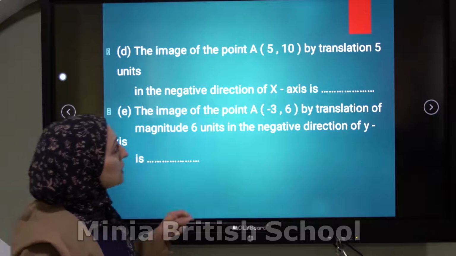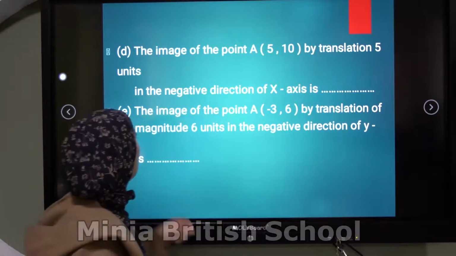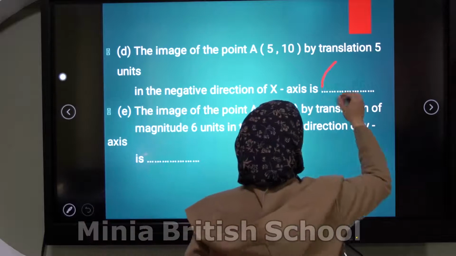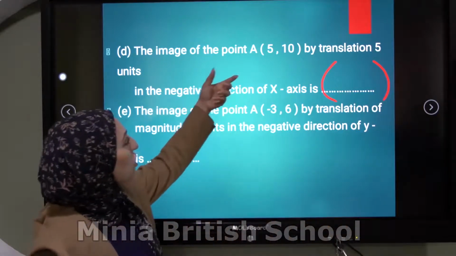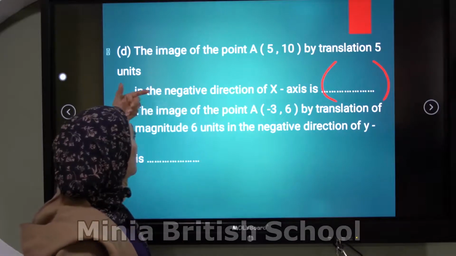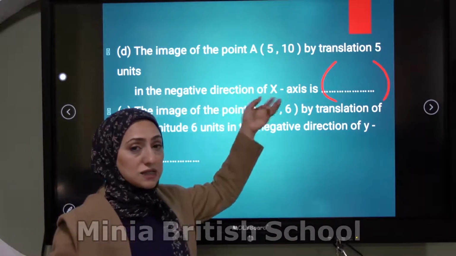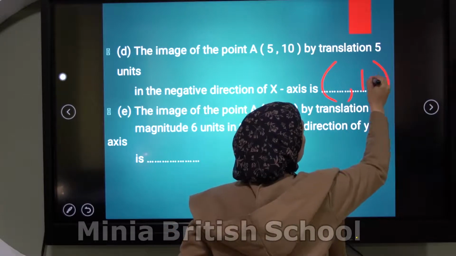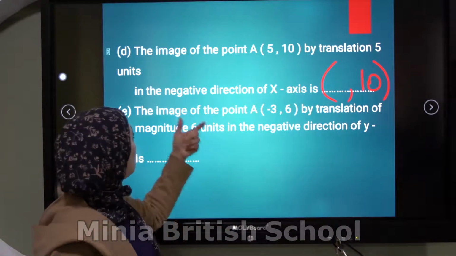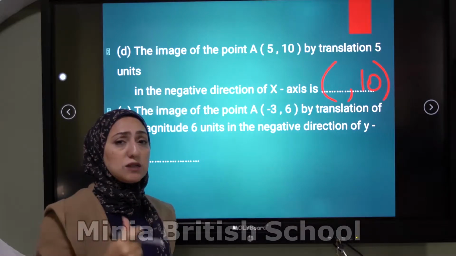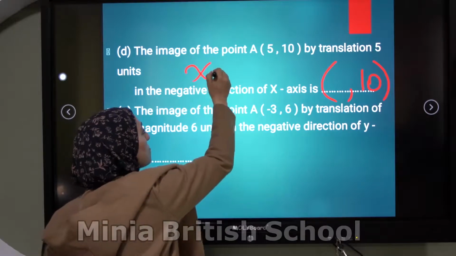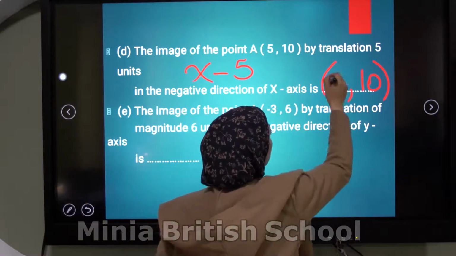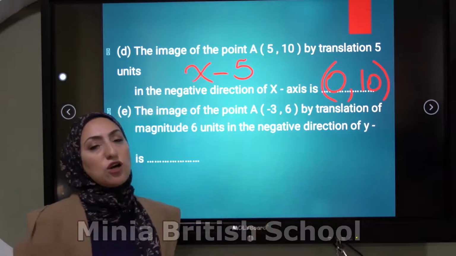The image of the point A, 5 and 10, by translation 5 units in the negative direction of the x axis. Again, here, the image of this point by translation, 5 units in the negative direction of the x axis. He didn't mention y. It means y will be as it is without changing. So what about x? It's 5 units in the negative direction. It means x minus 5. Okay, so here 5 minus 5 equals 0. So this is the image of the point.